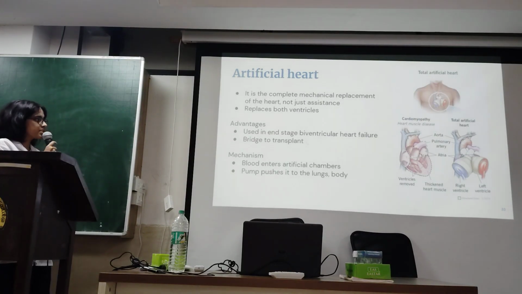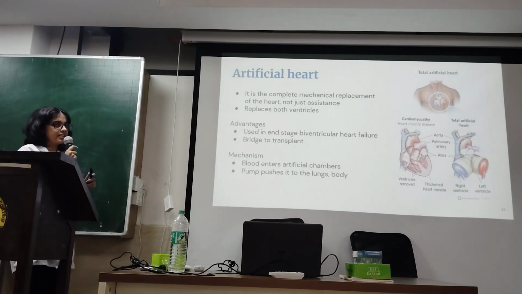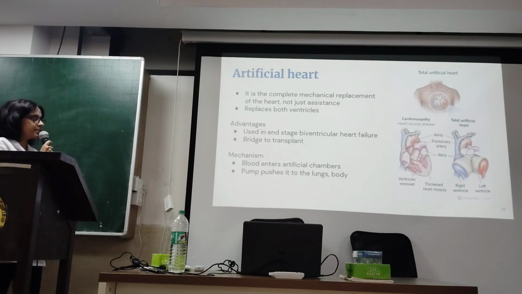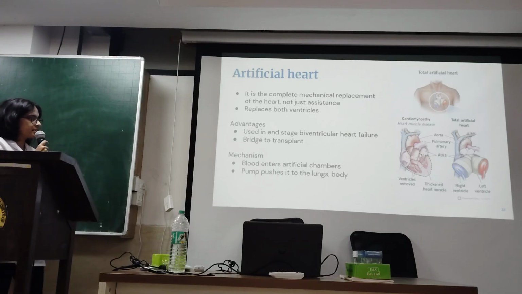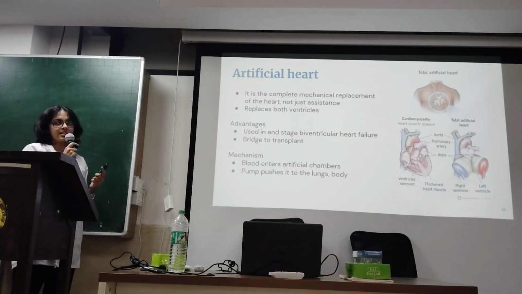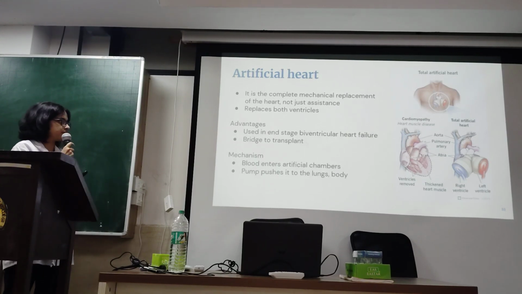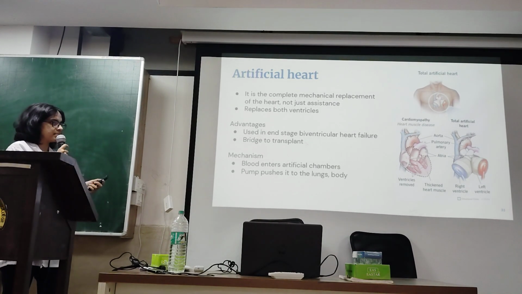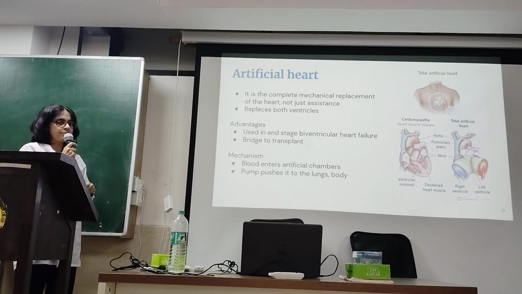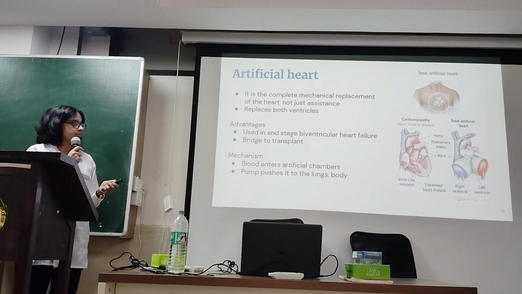Artificial heart. When there's total heart failure, we need an artificial heart. It's the complete mechanical replacement of the heart, not just assistance. It replaces both the ventricles. Advantages are that it is used in end-stage biventricular heart failure when both the ventricles are not functioning properly. It is used as a bridge to transplant. The mechanism is that the blood enters the artificial chambers and the pump pushes it to the lung and the rest of the body.